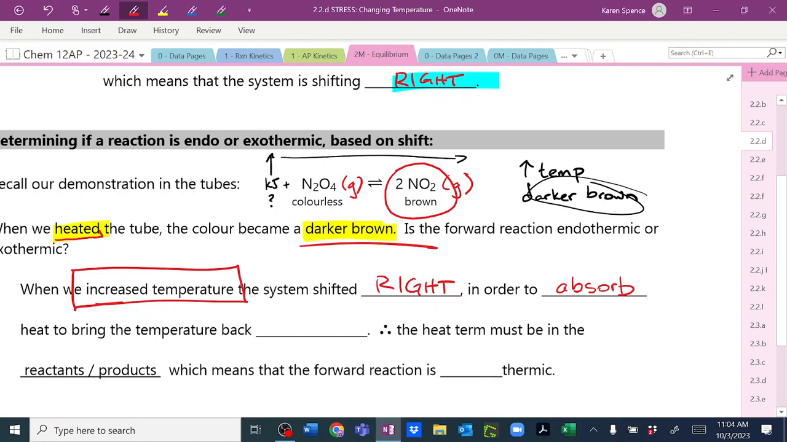In order to absorb heat, to bring the temperature back down, therefore, the heat must be in the reactants. Therefore, the forward reaction is endothermic. So you need to be able to do that kind of a question based upon what you see: which way did it shift, therefore which side is the heat term on. Yes? Okay.